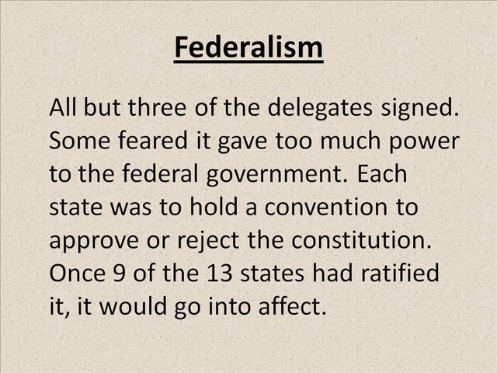All but 3 of the delegates agreed to sign, but some of them were a little bit afraid of it, though. They feared that the new Constitution gave too much power to the federal government and not enough power to the state governments. Each state was to hold a convention and decide whether or not they wanted to approve or reject the new Constitution, but once 9 of the 13 states had ratified it, it would go into effect.